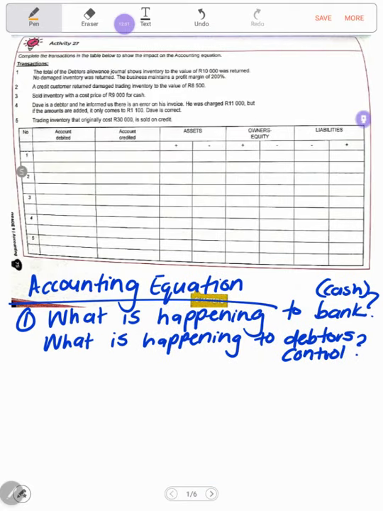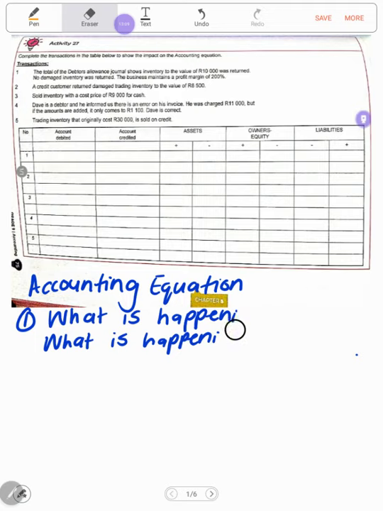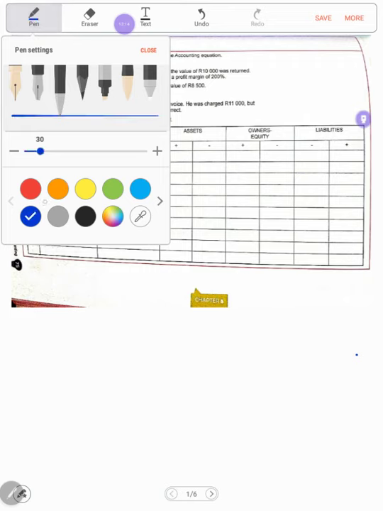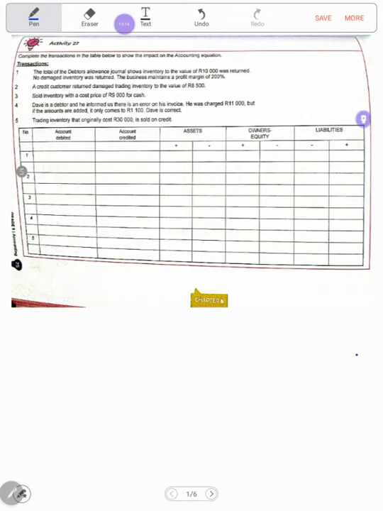So let's move on to the activity. I will do the first one with you, and then you will continue with the rest of the activity. I'll do 1 and 2, and you can do 3 to 5. So the total of the debtors allowances journal shows inventory to the value of 10,000 was returned and no damaged inventory was returned. The business maintains a profit of 200%.